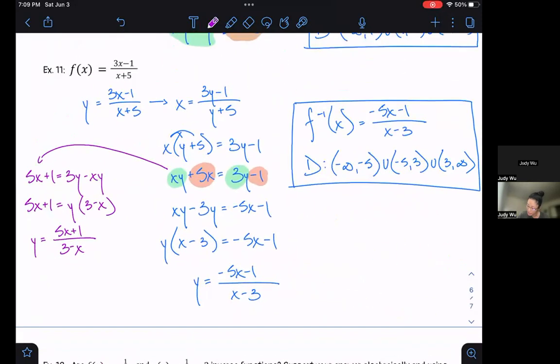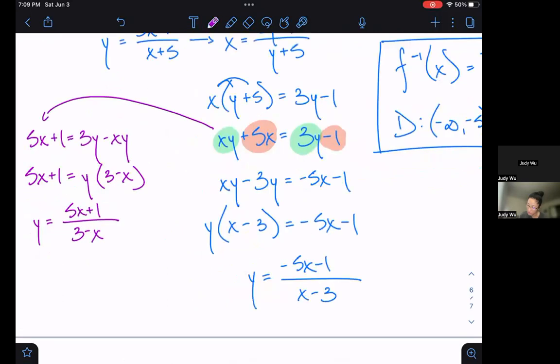And if I got this answer instead of this one, you might say, well, Judy, they look different. They look kind of similar, but they look different. Did I get the right answer? And my answer would be yes, you got the right answer. Okay, but if we notice, this is a 5x, this is a negative 5x. This is a plus 1, this is a negative 1. This is a positive 3, this is a negative 3, and this is a negative x and a positive x.